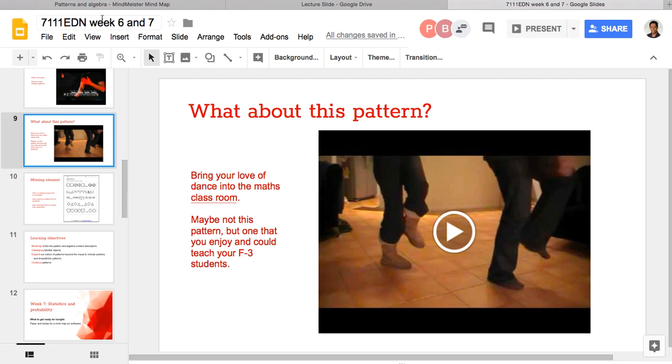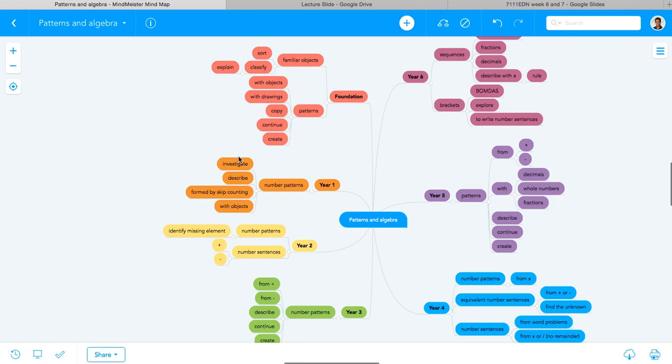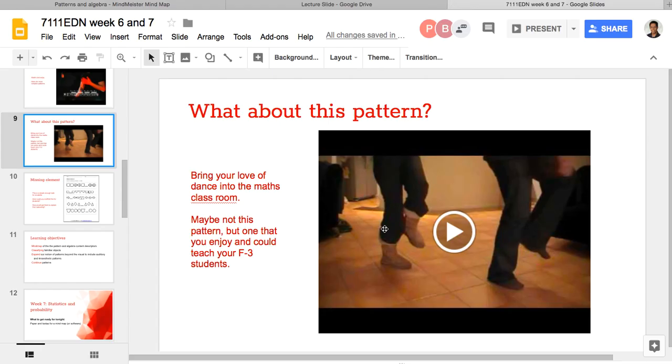Now, this is a combination of the week 6 and week 7 lecture, and it's in the lecture slides folder. So I'll just show you where that is. Lecture slides, so Kevin's made his own folder. They're sitting right here. So there's the individual slides. There's the slide that I'm using tonight, okay? So please do go and have fun. So if you have a dance background, this is a great way of bringing dance into mathematics, okay?